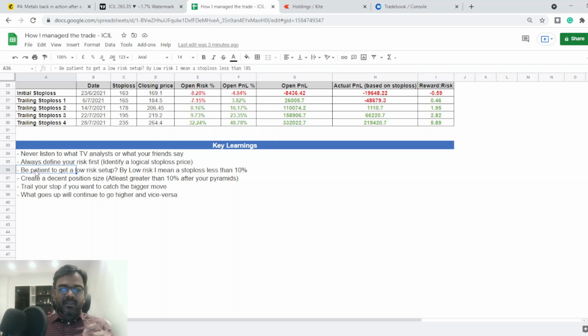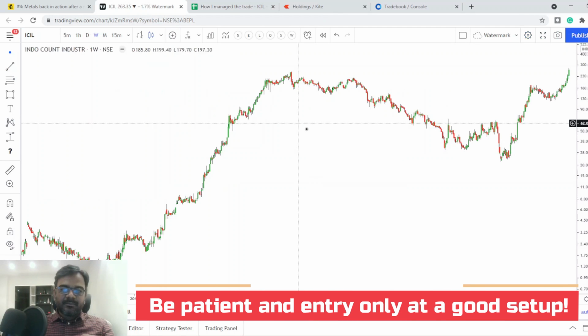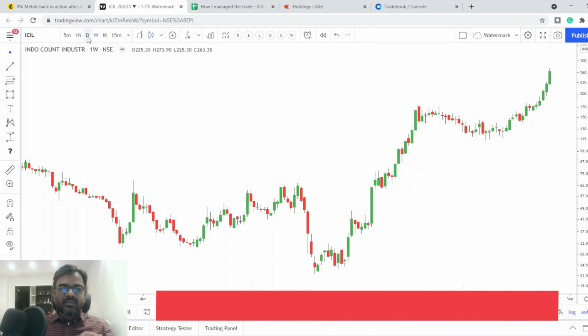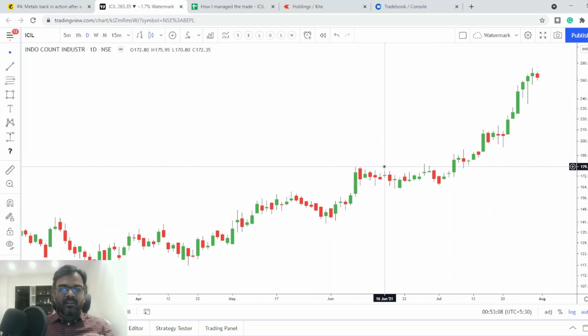Now, next is be patient and always wait for a setup. If you see here, I did not enter the stock as soon as I found it on the 13th of June. I found the stock published in the news on 13th of June, but I did not enter on the same day. I waited for my setup to form, and I thought maybe the stock will go down a little more, and that's when I entered. I entered only on the 23rd of June. So it took me almost 1 week before I entered the stock, even though I found that stock to be a good stock. That's the patience that you need to develop in markets.